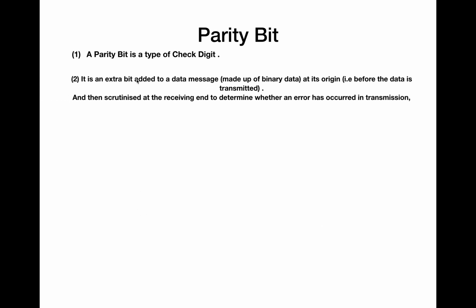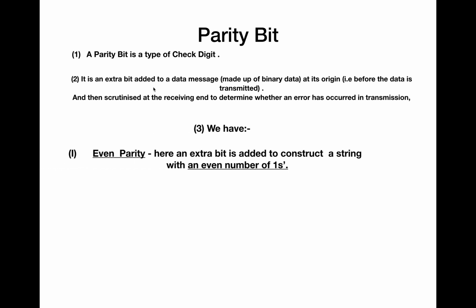Parity bits. A parity bit is a type of check digit, and this is covered in an earlier video. The check digit is an extra bit added to a data message made up of binary data at its origin before the data is transmitted, and then it is scrutinized at the receiving end to determine whether an error has occurred in transmission. The meaning of this will become apparent as we go through the video.